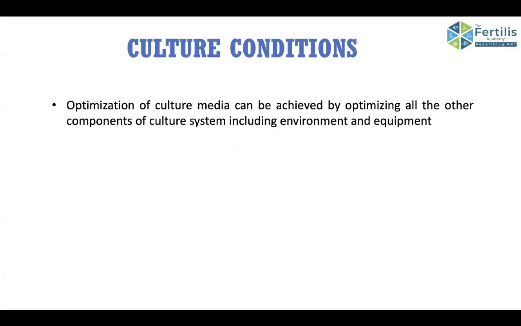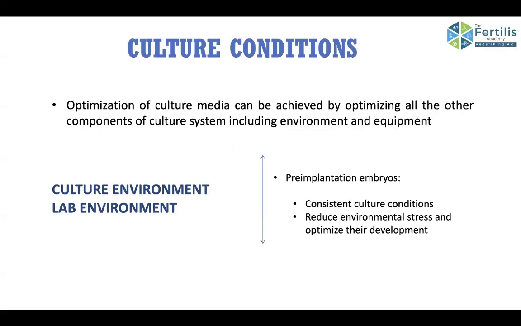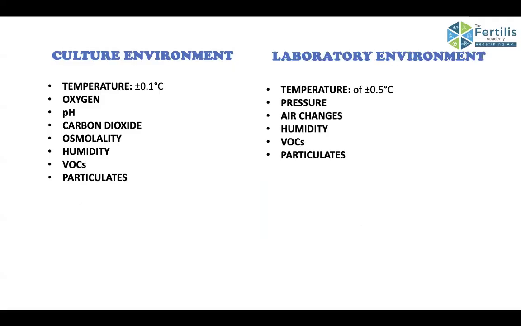When you talk about culture conditions, it has the culture environment and the lab environment. So lab environment is the ambient environment, and culture environment is the droplet culture, pH and the temperature. So to ensure optimal development in the culture media, the ambient environment has to be controlled. Environmental stresses have to be reduced. When you talk about culture environment, it is temperature, which can fluctuate by 0.1 degree. Oxygen, low oxygen is preferred. pH 7.2 to 7.4, CO2 around 6%, osmolality around 290 to 300, humidity, VOCs and particulates. So these are the culture environment variables.